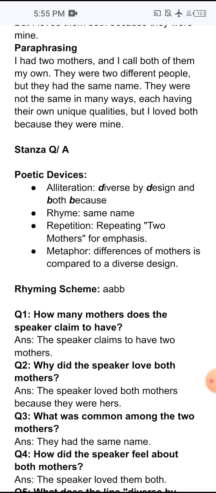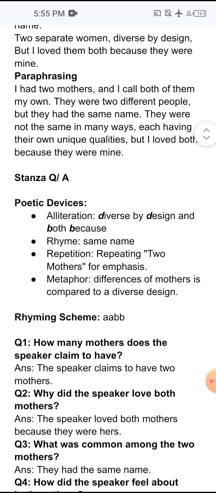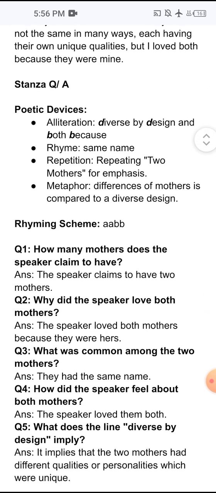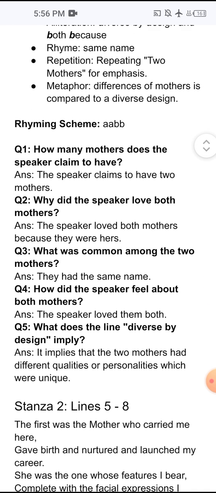And repetition, repeating two mothers for emphasis. You can see in line 1, I had two mothers, and then again two mothers. Why is the poet repeating it? For the sake of emphasis. And then metaphor: the differences of the mothers is compared to a diverse design. Rhyming scheme is AABB.